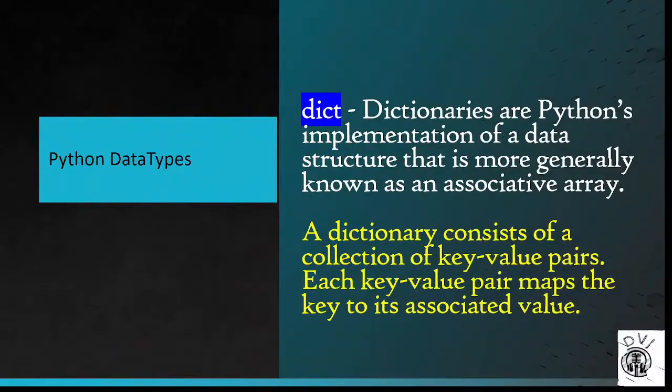Dictionaries are Python's implementation of a data structure that is more generally known as an associative array. A dictionary consists of a collection of key-value pairs. Each key-value pair maps the key to its associated value.